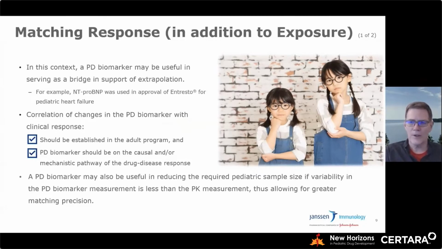The correlation of changes in the PD biomarker with clinical response should be established in the adult program, and the PD biomarker should be on the causal and/or mechanistic pathway of the drug-disease response. A PD biomarker may also be useful in reducing the required pediatric sample size if the variability in the PD biomarker measurement is less than the PK measurement, thus allowing for greater matching precision.